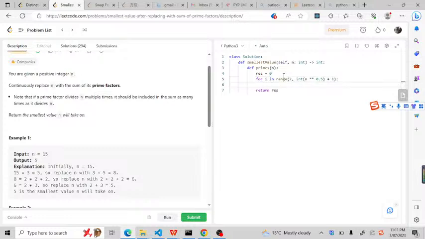After that, we need to check if n modulo i equals 0. If n modulo i equals 0, this means number i is a prime factor. We need to add number i to the result. After that, n needs to be divided by i.